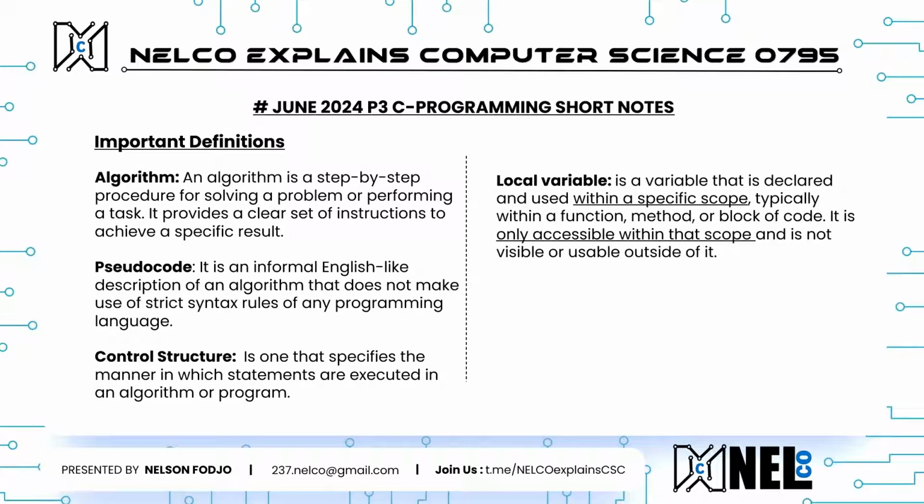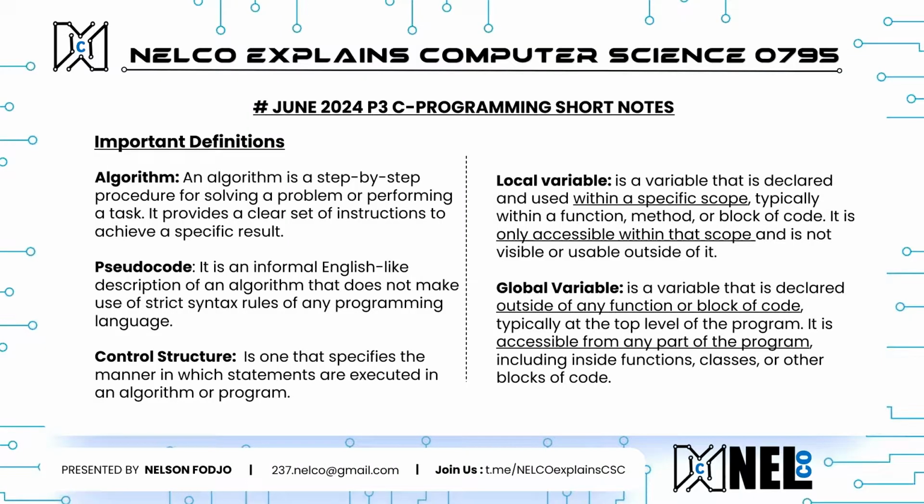Next, we have a local variable. It's a variable that is declared and used within a specific scope, typically within a function, method, or block of code. It is only accessible within that scope and not visible or usable outside of it.